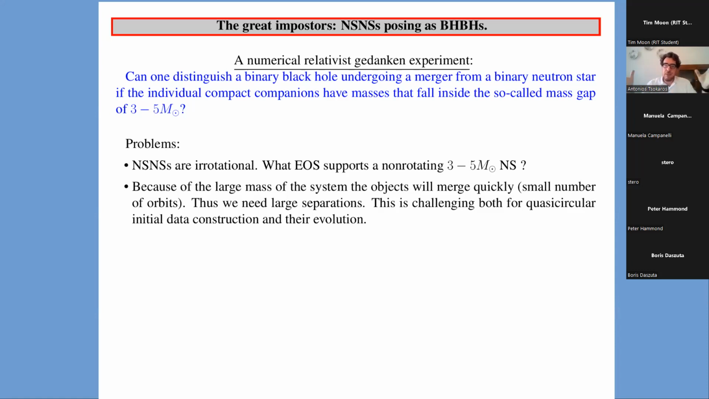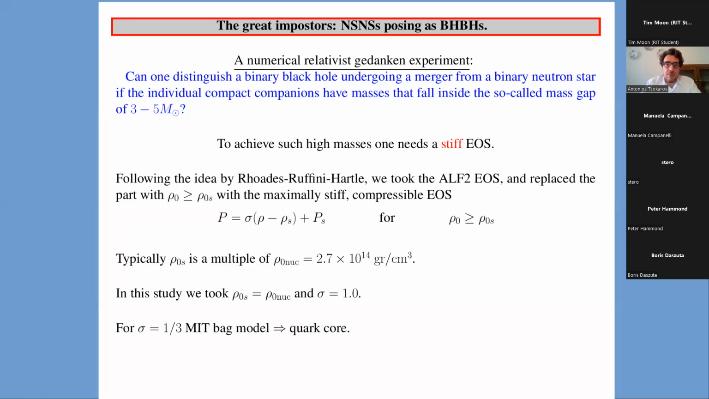So you have to put them at a large distance, which makes it technically difficult, both from the initial data point of view as well as the evolution. We solved the first problem by following an idea by Evangelos Ruffini and Hartle, where we took our favorite equation of state, which was the LF2 equation of state, and replaced the inner core by a maximally stiff and compressible equation of state, which is given by this formula, where the parameter sigma is 1, in order to have a causal equation of state.